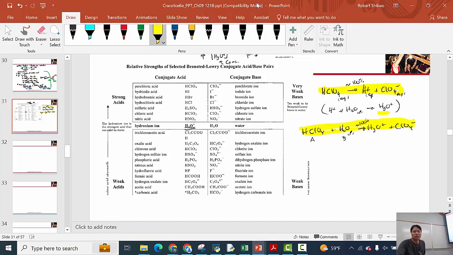And so the top one we call ionization or dissociation. The bottom one we call hydrolysis. Hydrolysis is just reacting with water. Hydro for water, lysis for reaction or breaking apart water. It doesn't really break it apart, it just adds a proton to it. So this is called hydrolysis or acid hydrolysis, to be more specific.